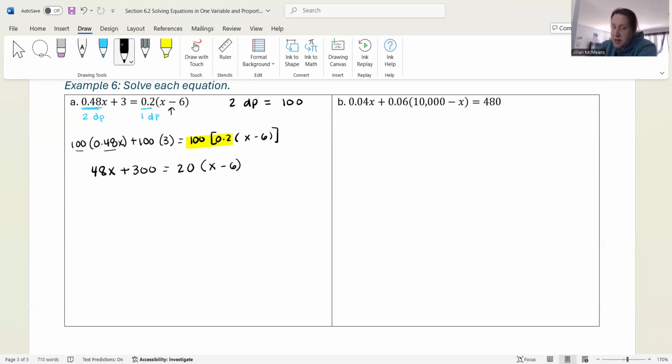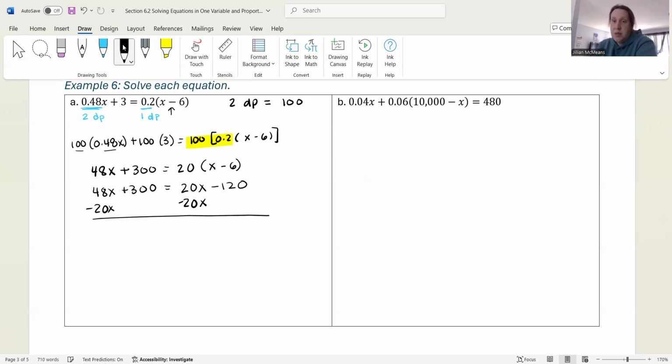So let's see. The left-hand side is fine. We get 48x plus 300 equals, well, now I need to distribute 20. So 20 times x, and then 20 times negative 6 is negative 120, okay? And now the left-hand side is as simple as it's going to get. Ditto for the right. We have a single variable term on both sides, a single constant term on both sides. We want to apply the addition property of equality. So I want to move my 20x's from the right to the left. Since it's positive, we think of this as plus 20x, and we undo addition with subtraction.